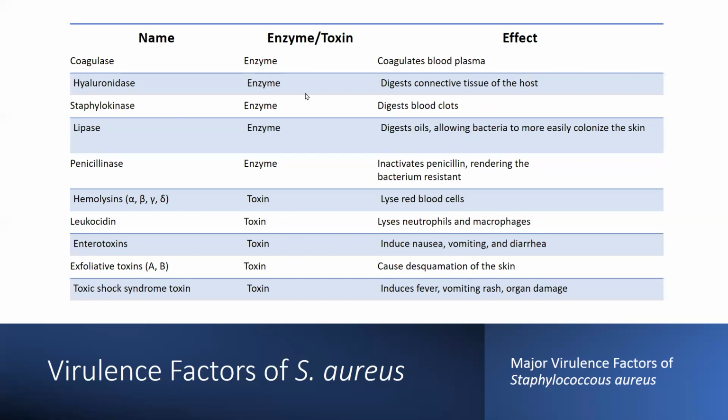A couple interesting things that Staph aureus can do is it has coagulase, which is an enzyme that can coagulate our blood plasma. So this can cause clotting potentially. It also has penicillinase, which can inactivate penicillin. So this is how we get some bacterial resistance. And then another interesting component is some of its toxins down here, specifically toxic shock syndrome toxin. This is literally the toxin that we see in toxic shock syndrome, hence its name. So fever, vomiting, rash, organ damage. So a lot of these toxins can really cause some severe pathology in the body.